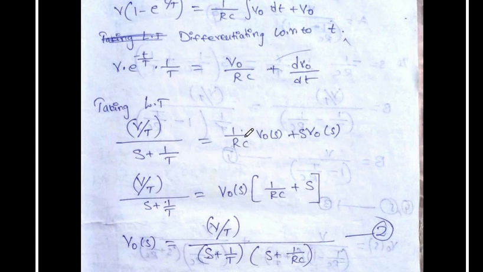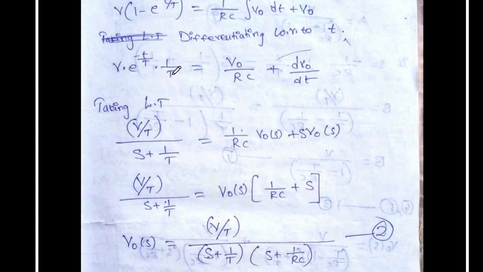That is equal to 1 by RC into integration of V naught dt. By applying differentiation to this term, we get V naught plus dV naught by dt. Now take Laplace transform to this equation.